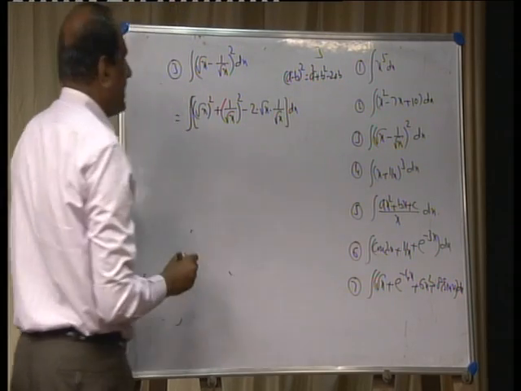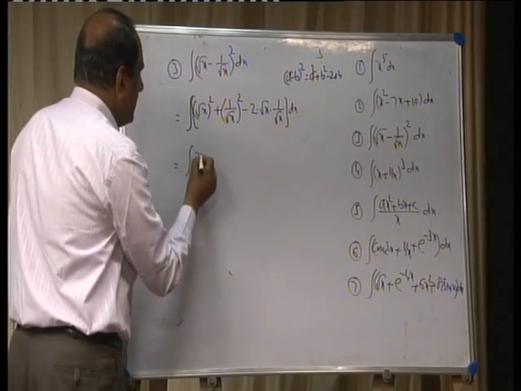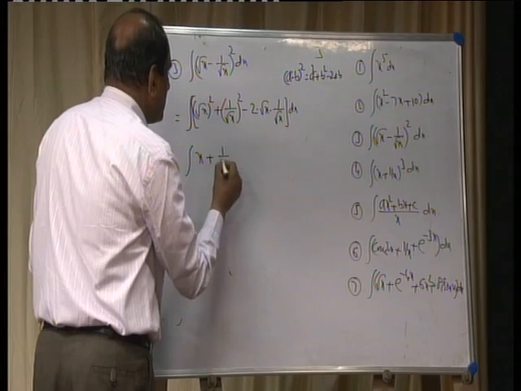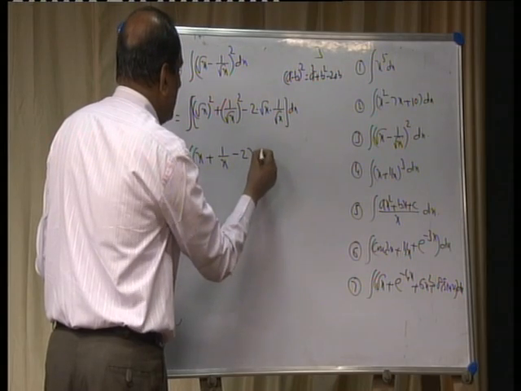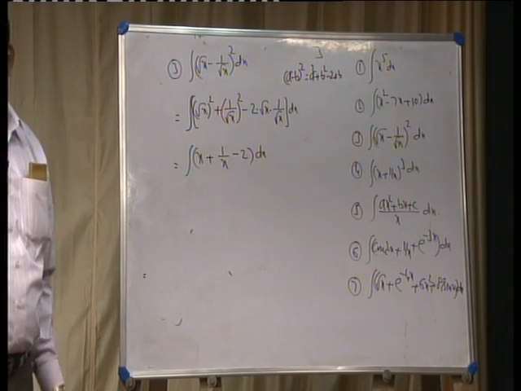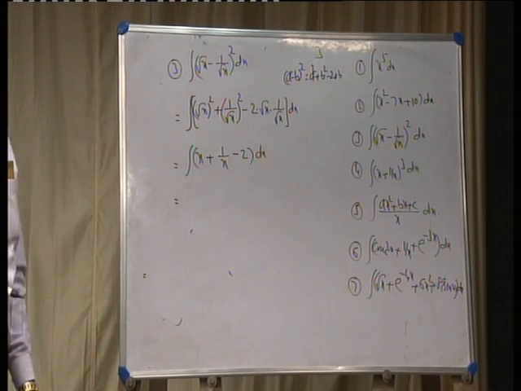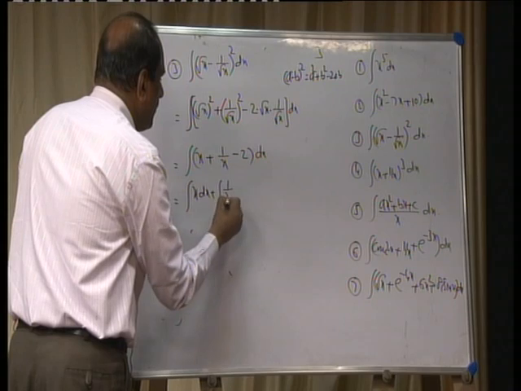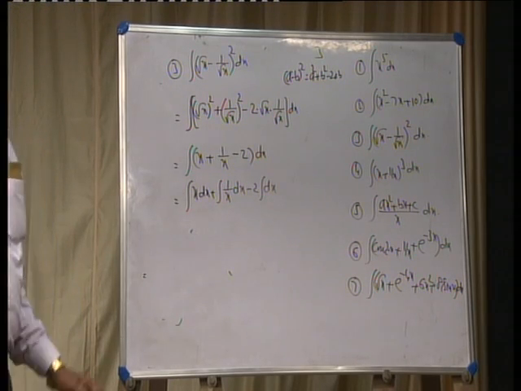See here, root x cancels. Now, root x whole square, root x into root x is x, plus 1 by root x whole square, 1 square is 1, root x square is x, so 1 by x, root x cancels, minus 2 dx. So, you will get 3 terms in the integrand after expanding the binomial raised to power 2. Now, we can split into 3 integrals or integrate term by term. See here, integration of x dx, integration of 1 by x dx, minus 2 is a constant, write the variable after integration.